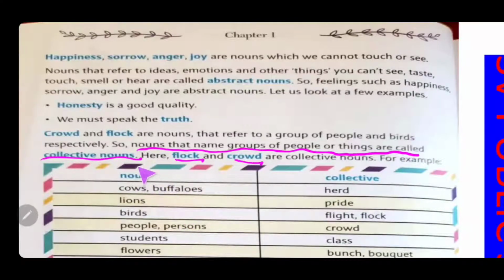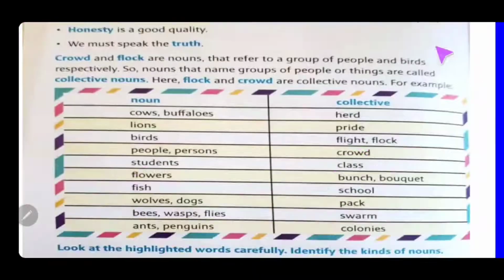Similarly, here are some examples. A group of cows or buffaloes is called a herd. A group of lions is called a pride. A group of birds is called a flight or flock. A group of people or persons is called a crowd.